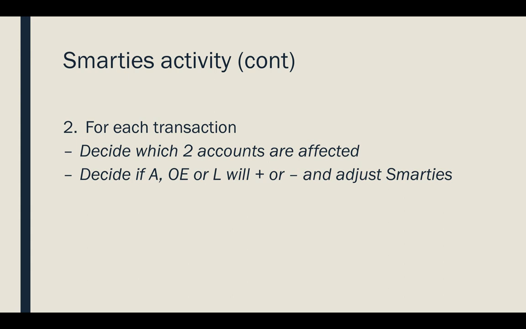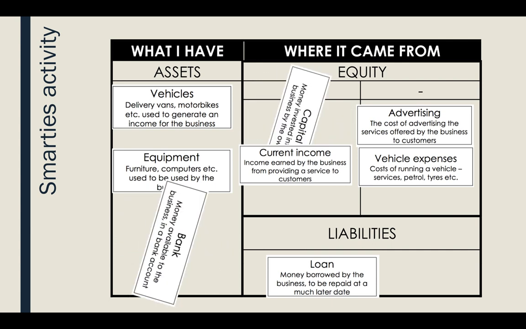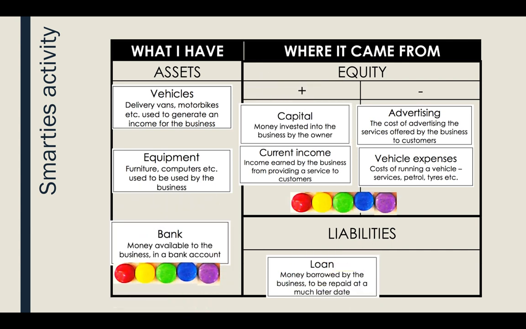We are then going to look at our equation and decide if it's assets, equity, or liabilities, and whether our assets, equity, or liabilities will increase or decrease, and we are going to adjust the Smarties accordingly, and then check if the equation actually balances. So let's look at that again. Capital and bank are affected. We will want to put 5 Smarties in my assets and 5 Smarties in my equity. You can see now that it does balance because there's 5 on the asset side and there's 5 on the equity and liability side, so it works.